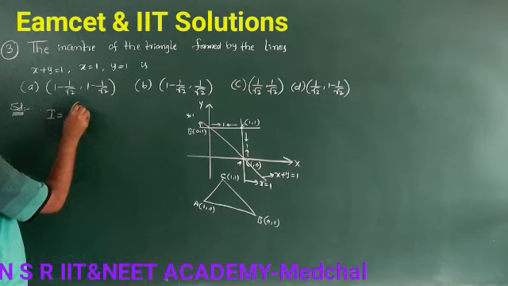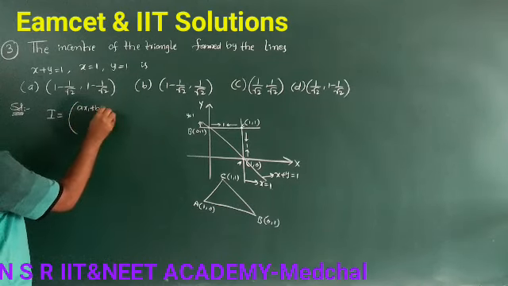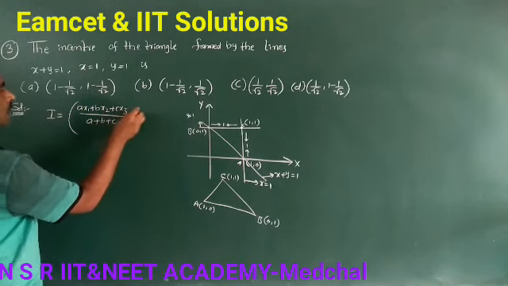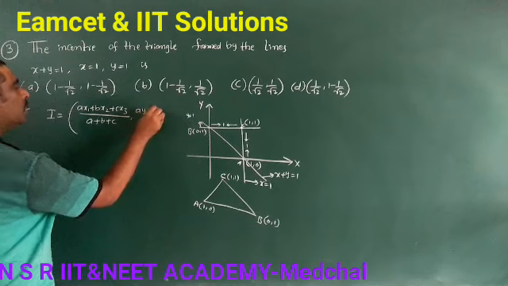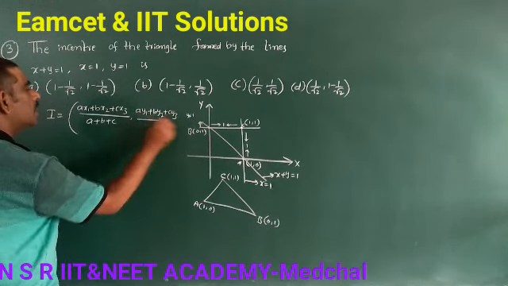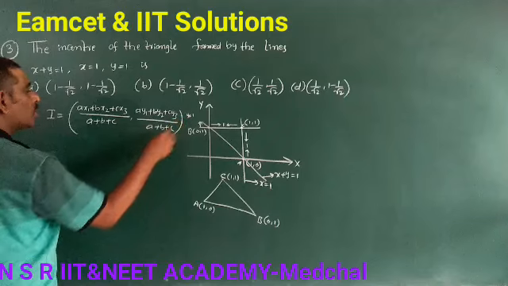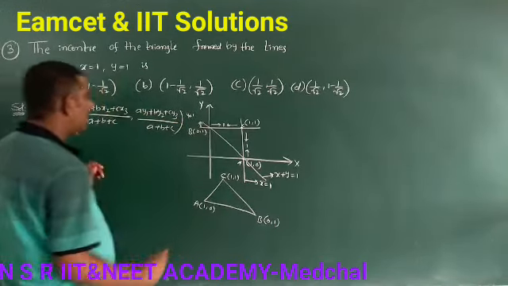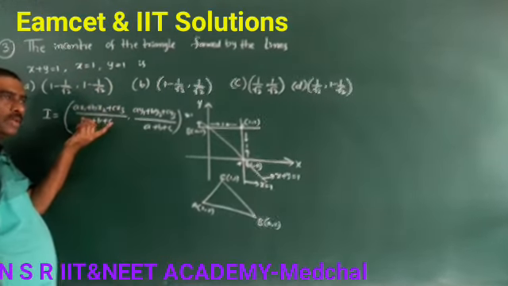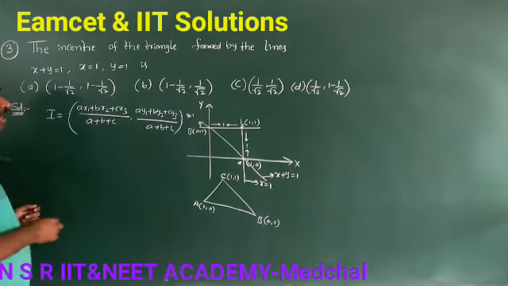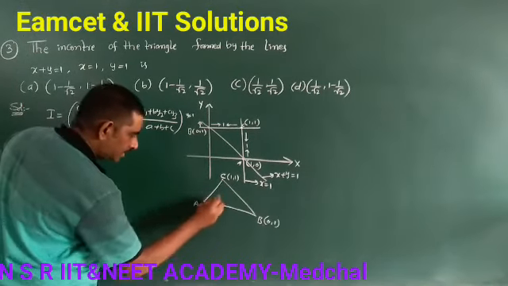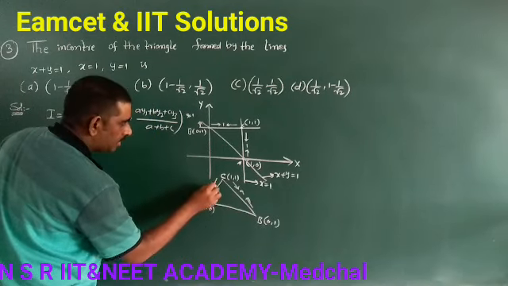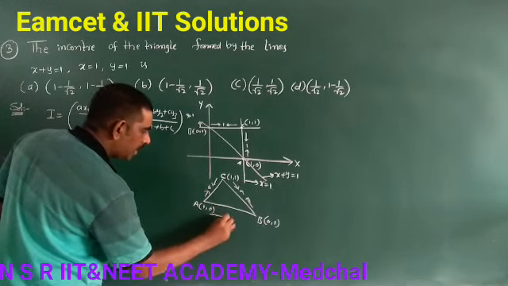So what is the incenter formula? (a x1 plus b x2 plus c x3) by (a plus b plus c), and (a y1 plus b y2 plus c y3) by (a plus b plus c). Here x1, y1, x2, y2, x3, y3 are the coordinates of ABC. Already we have those, so we need to find the values of a, b, c. This distance is small a, this one is small b, and the distance between AB is small c.